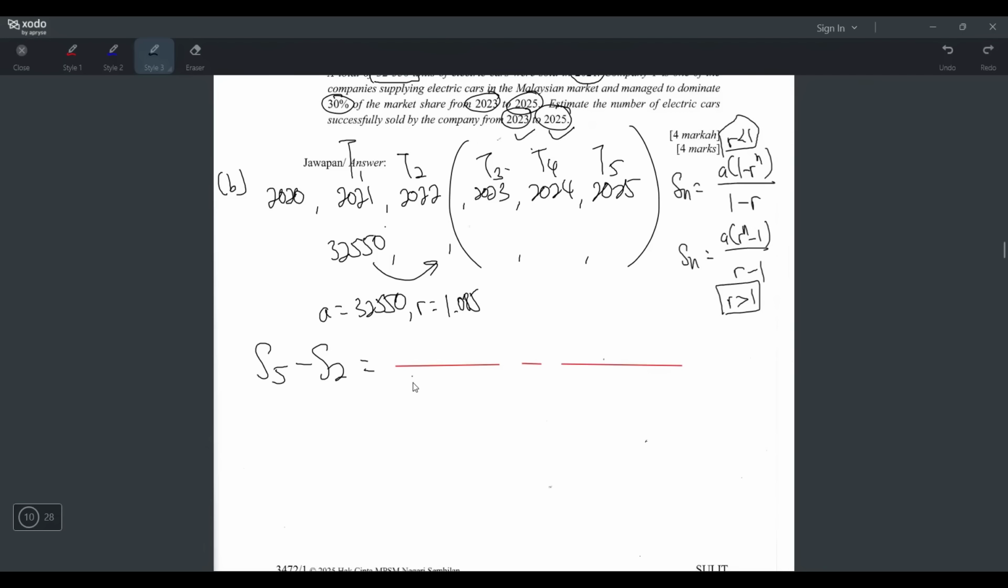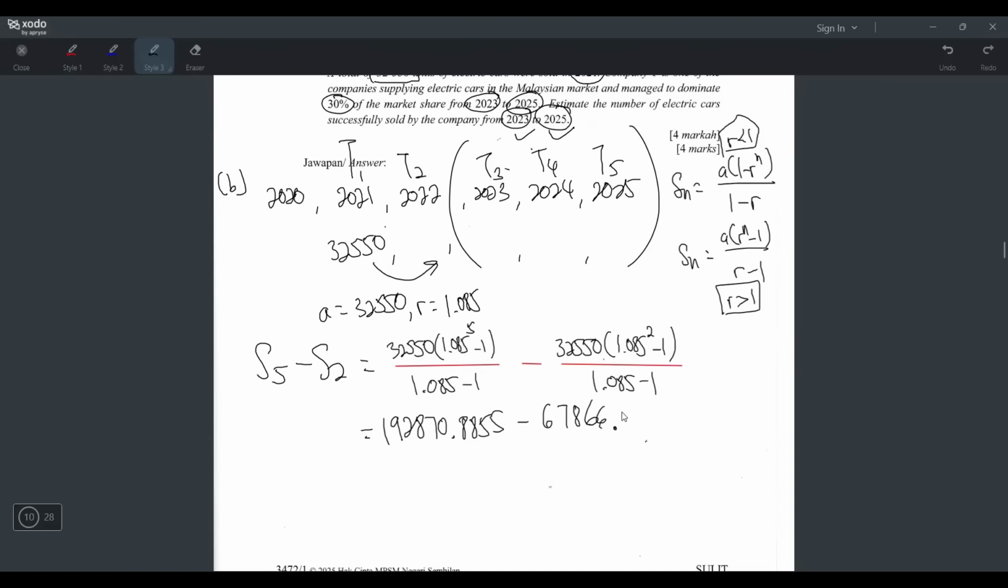So I like to write the bottom first: 1.085 minus 1. This one also 1.085 minus 1. And then on top I write a(r to the power n minus 1). The a is 32550 with the bracket, r to the power n, so 1.085. And this one is S5, so the power n is power 5, minus 1. Here you write the same thing, which is the a, and then r to the power n minus 1 will be 1.085, this one is power 2, and then minus 1. Alright, I'm sure I'll get the answer if I press all this. If I press everything here, I'll get 19287.8855. And then if I press all this, I'll get 67866.75.